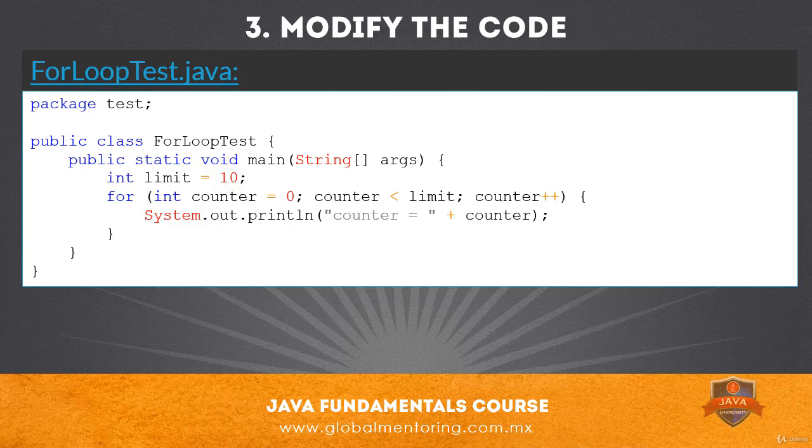The first section, we declare the counter, in this case the variable int counter equals 0. So we are not declaring the counter outside the for loop, but inside the for loop. After that, we have the expression counter less than limit. If this is true, the for loop is executed. If it's false, the for loop ends. And after the for loop is executed, the counter is printed. And after that, the counter is increased. These are the steps that are executed when using the for loop.